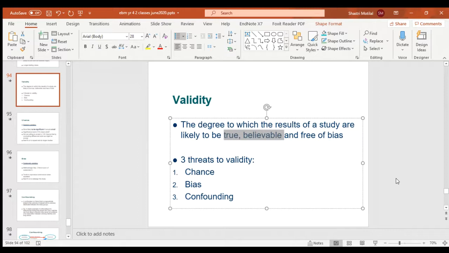So if I give you a study and I ask you, is this study valid? I'm really asking you, do you believe the findings of this study? And there are 3 factors that we use in determining if a study is really believable or true or valid. The 3 threats to validity are chance, bias, and confounding. We just have to understand what those 3 things mean, because any of them could reduce the trustworthiness of any bit of medical research done. Any research, it could be a systematic review, an RCT, a cohort, a case control. All these study designs we spoke about could have any of these threats to validity in them.